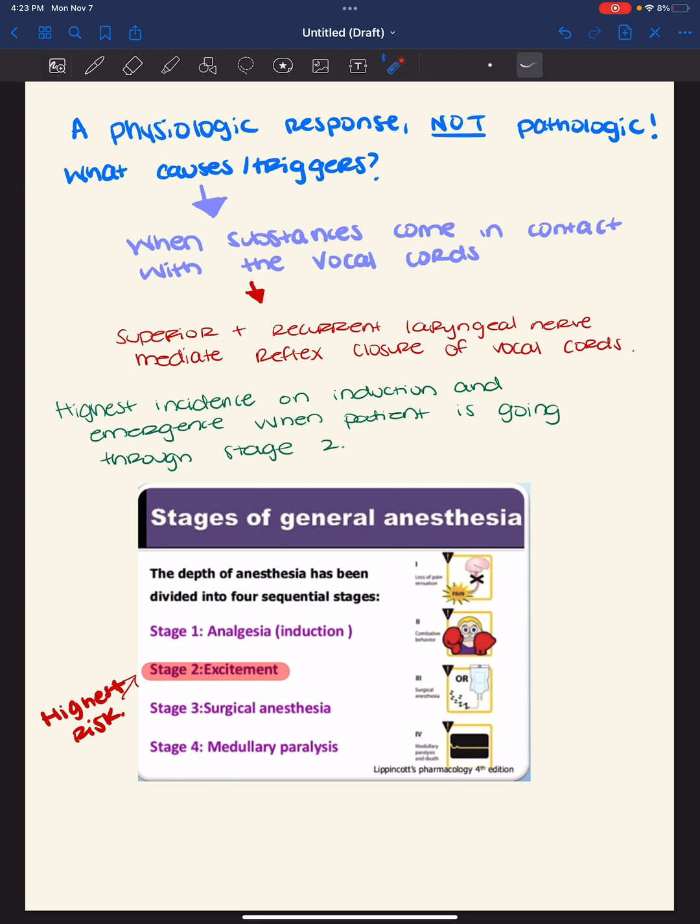And the highest incidence of this happening is during induction and during emergence. When we're talking about stages of general anesthesia, the highest incidence of laryngeal spasm is going to be during stage 2, the excitement phase. That's why we want to try to get them through stage 2 as fast as possible and going into stage 3 where we want them, in order to try to prevent laryngeal spasm from happening.